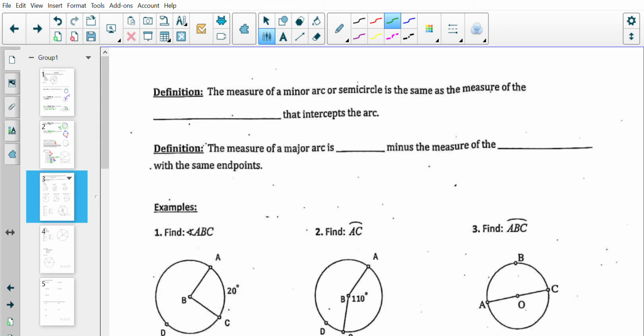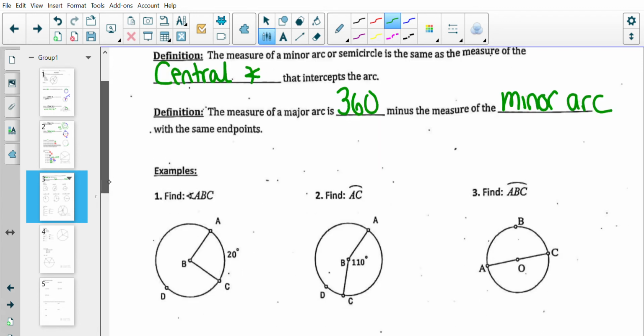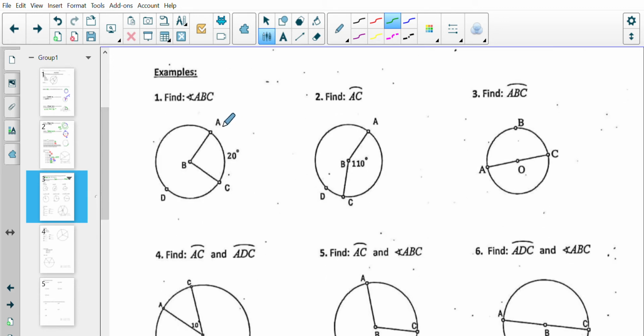All right, definition. The measure of a minor arc or semicircle is the same as the measure of the central angle that intercepts the arc. Definition. The measure of a major arc is 360 minus the measure of the minor arc with the same endpoints.